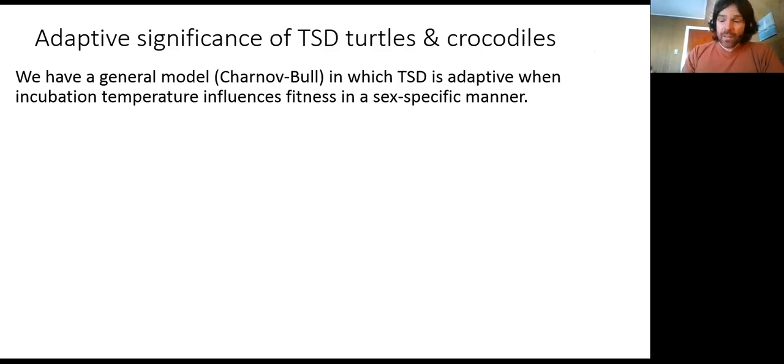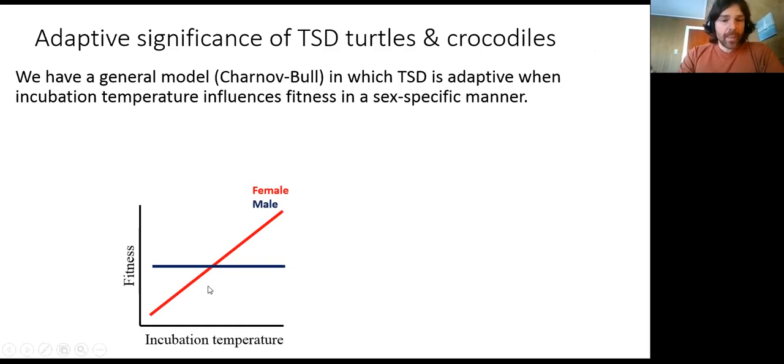In other words, if we have lifetime reproductive success, so fitness, on the y-axis and incubation temperature on the x-axis, this particular pattern of reaction norms for fitness could favor the evolution of TSD. That's because here we have males whose fitness is completely unaffected by incubation temperature, but for some reason, female fitness increases with incubation temperature. Maybe warmer females grow faster and they have more eggs or something like that, right?